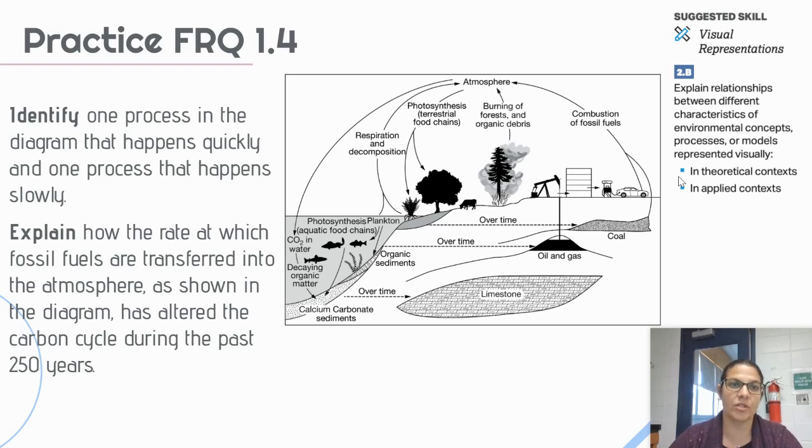So here is your first practice FRQ. Identify one process in the diagram that happens quickly and one process that happens slowly. Explain how the rate at which fossil fuels are transferred into the atmosphere, as shown in the diagram, has altered the carbon cycle during the past 250 years. 250 years. So when human population really started to increase and we started getting into that industrial revolution.